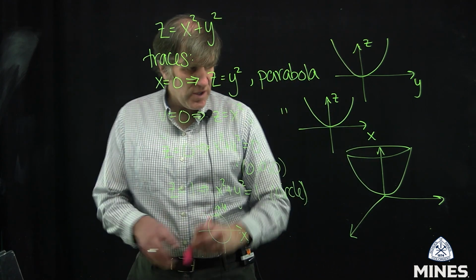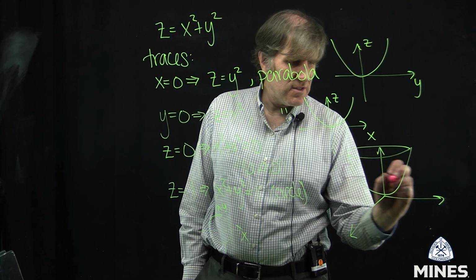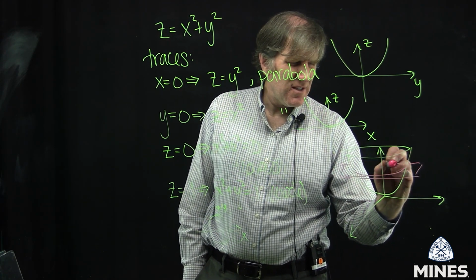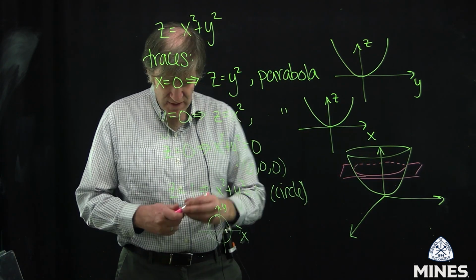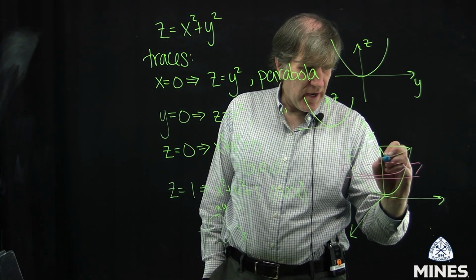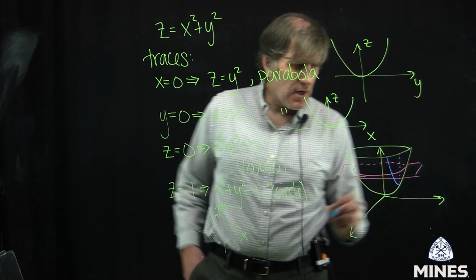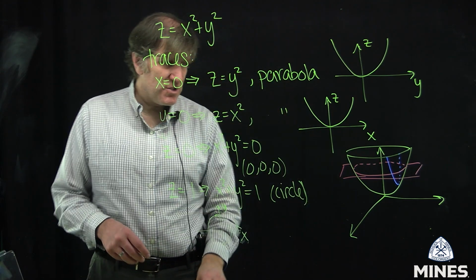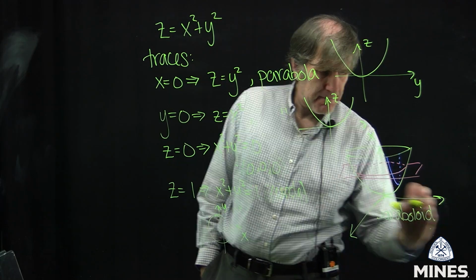Let me show you the slices that I'm talking about. If I slice it horizontally, the shape I get is a circle. If I slice it vertically in this way, I will get a parabola. So you can see the slices and how they come together to make this shape. This shape is called a paraboloid. That's it.